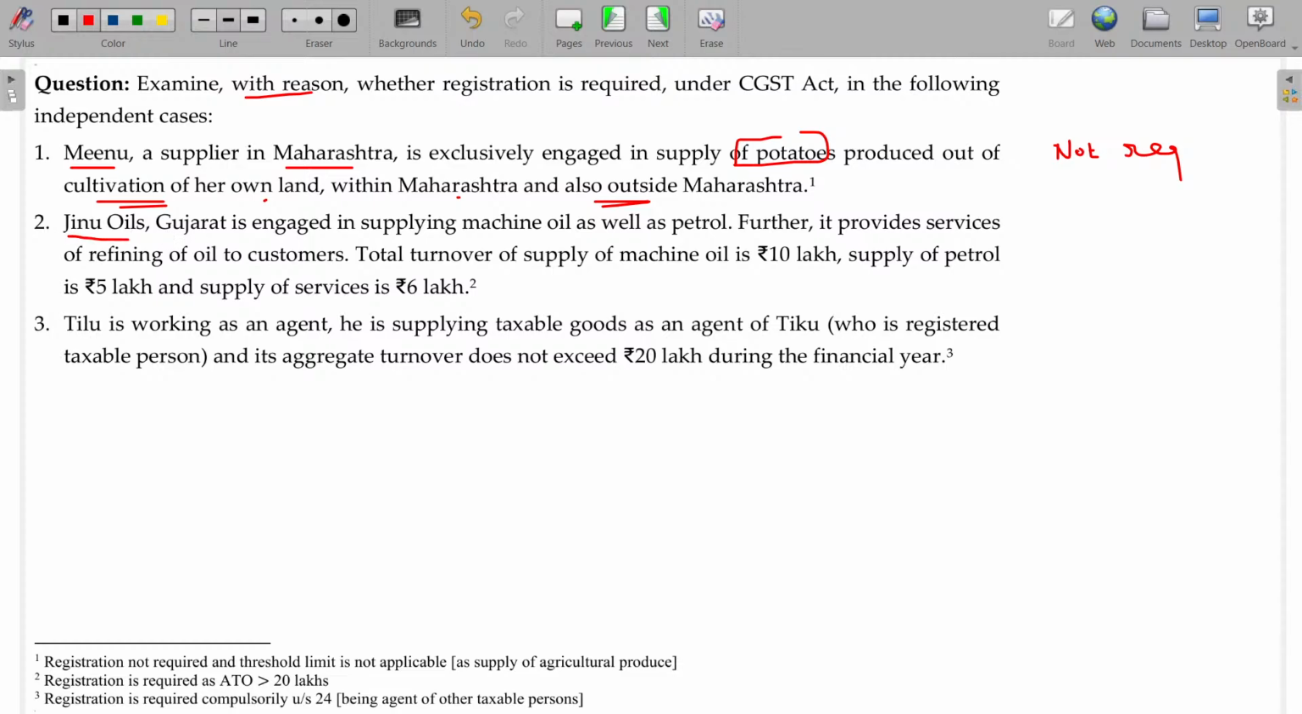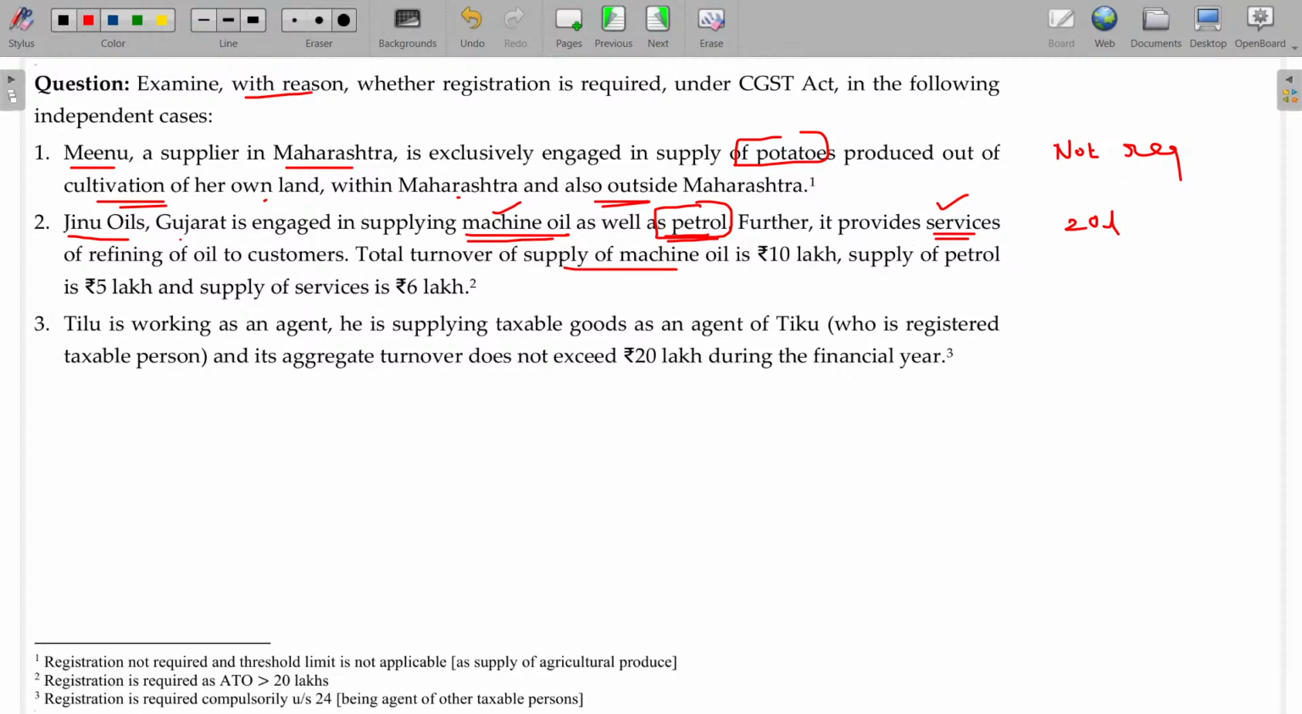Gino Oil Limited, Gujarat, is engaged in supply of machine oil as well as petrol. Petrol is not taxable goods. But anyhow, for aggregate turnover, you have to take this one also. Further, it provides services of refining oil to customers. So, service is also there, goods also there. Then automatically threshold limit is only 20 lakhs. If purely goods, then for other states, 40 lakhs will be there, but here petrol and machine oil being the goods and services is also there, automatically the threshold limit is restricted to only 20 lakhs.